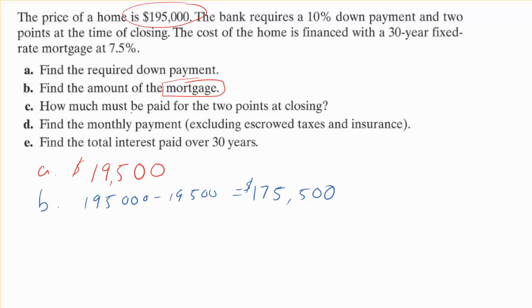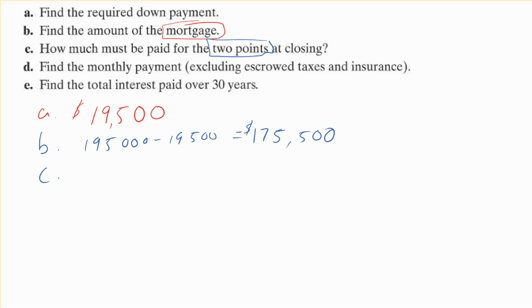How much must be paid for the 2 points at closing? And again, those definitions are in that paragraph we just read. And that is 2%, so 0.02 of the amount we're going to mortgage, $175,500. So I think that is $3,510. And that's typically called your closing cost.